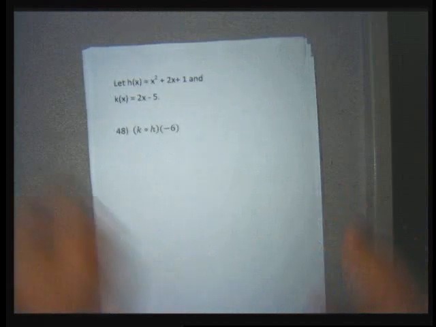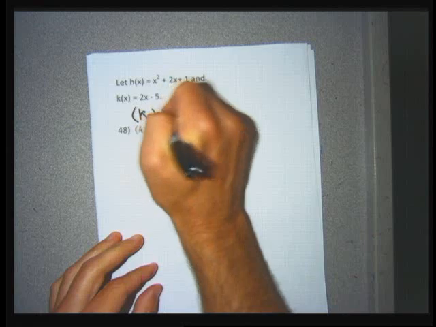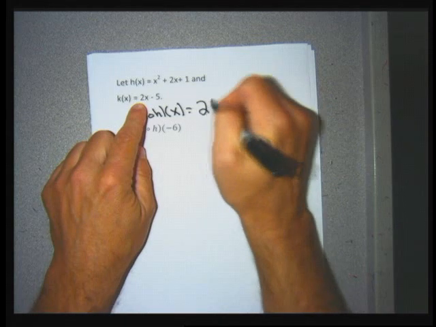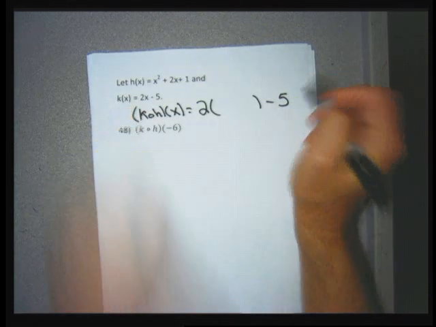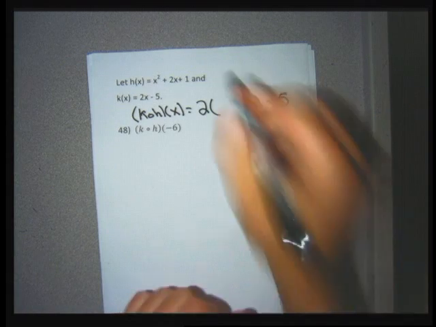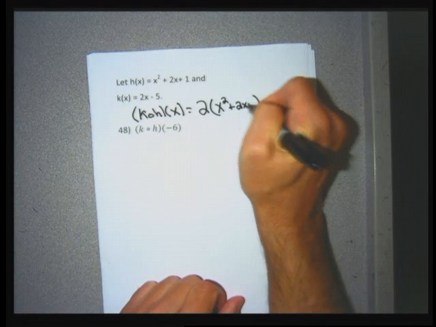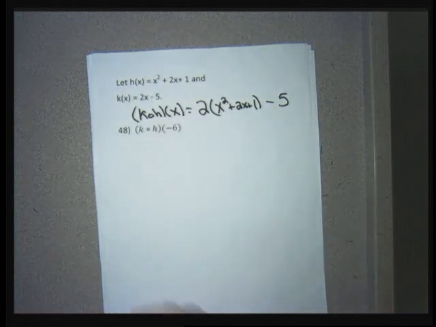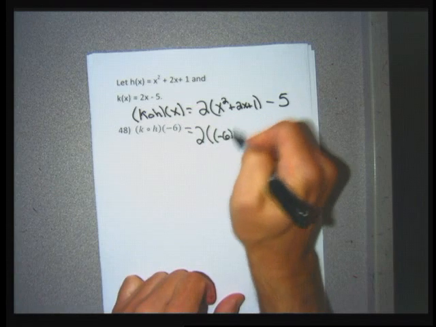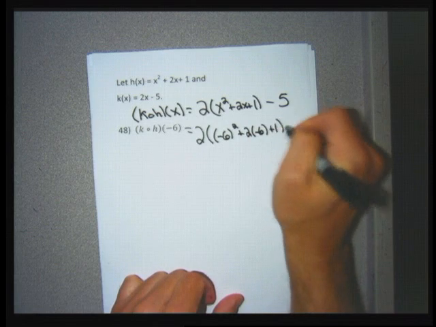Problem 48 is the reverse, k composed with h of negative 6. To do that, I'm going to find k composed with h of x. Because the k is written first, I write the k function, 2x minus 5, without the x. Leave a parentheses where the x was. Inside the parentheses, I put the right side of the h function, which is x squared plus 2x plus 1. I could simplify that if I wanted to, but I don't have to simplify with the x's because in this problem, I'm allowed to change the x's to negative 6. It's easier for me to simplify with negative 6 than it is with x, so I'll do that.